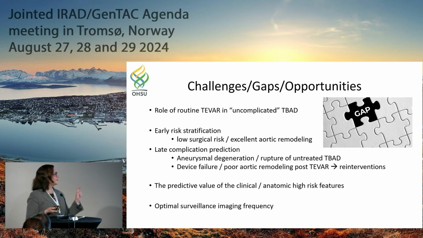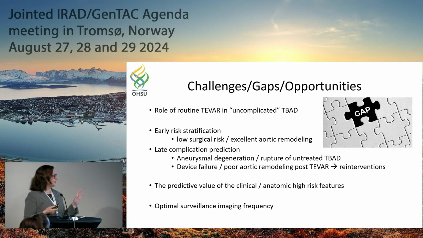But the big hot topic right now is the role of TVAR in complicated type B, and you'll hear more about that. But the early risk stratification and late complication prediction still remains the panacea, if you will. Can we figure out who's at low surgical risk, who will have excellent aortic remodeling, and can we forecast to say that you are the person who's going to benefit from this repair rather than you're the person who's going to be harmed by this repair?